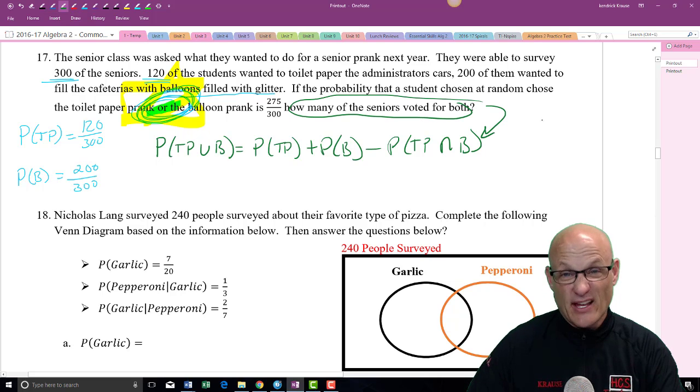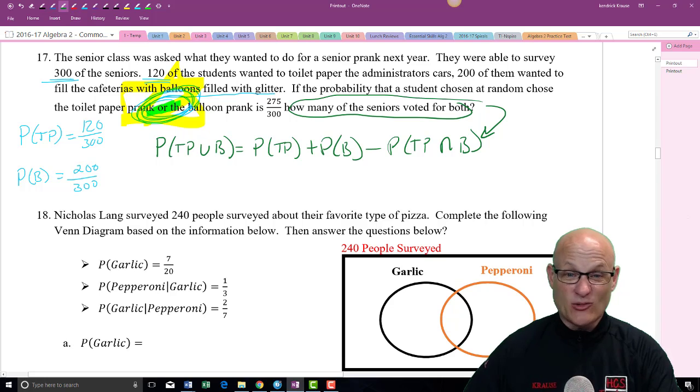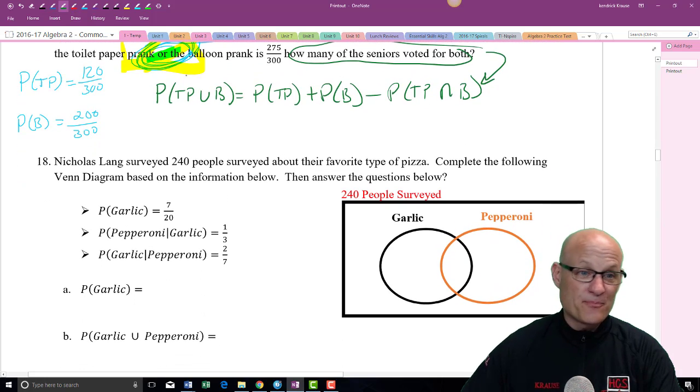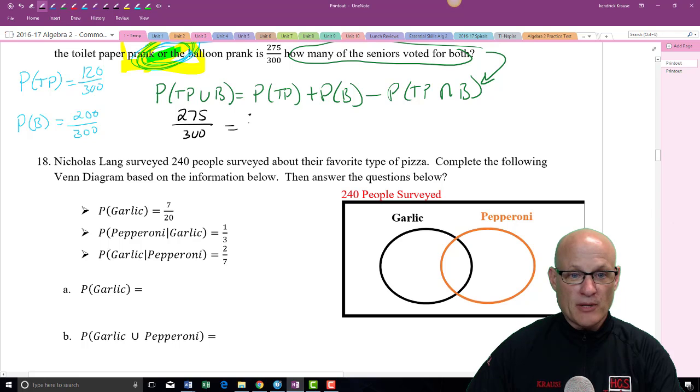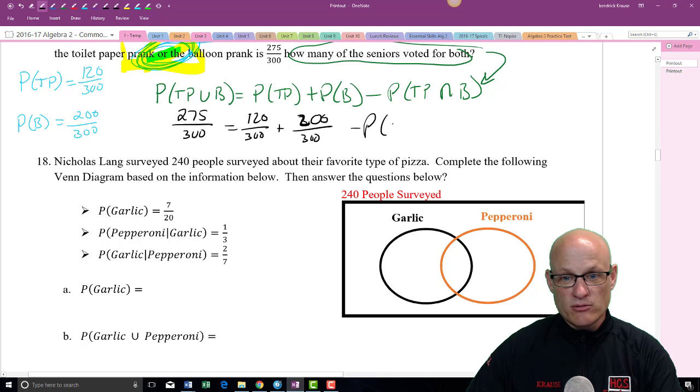So we're looking for this. And we have the other three pieces. We really just needed that formula. So here's what we go. Probability of this one is 275 over 300, is equal to the probability of toilet paper, which is 120 over 300, plus 200 over 300, minus the thing we just don't know, toilet paper and balloons.